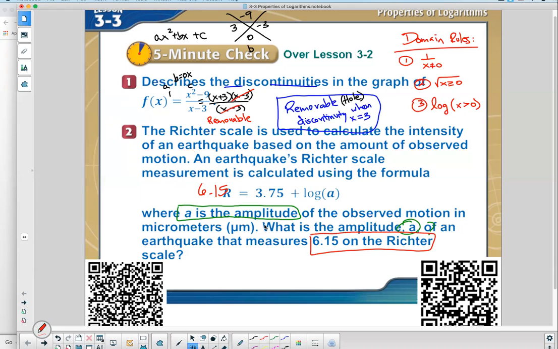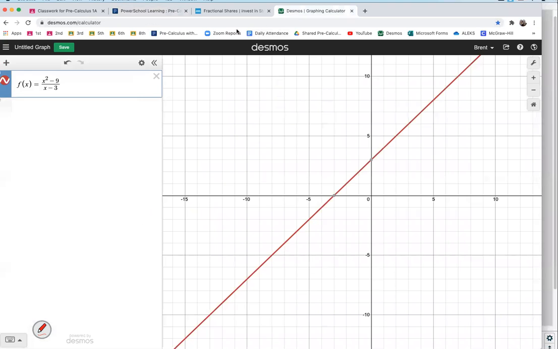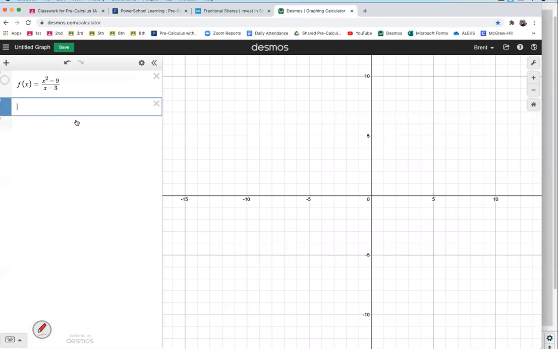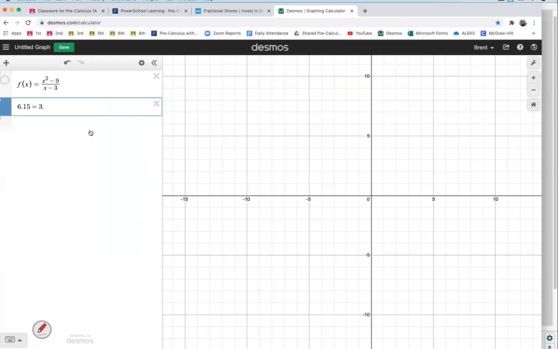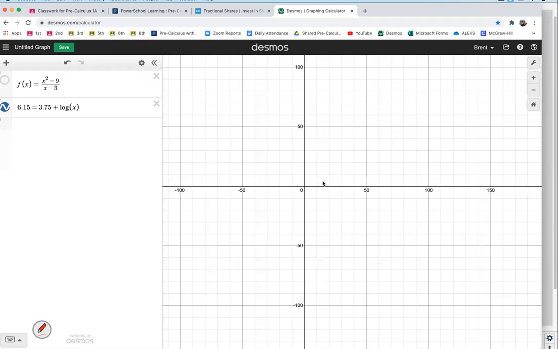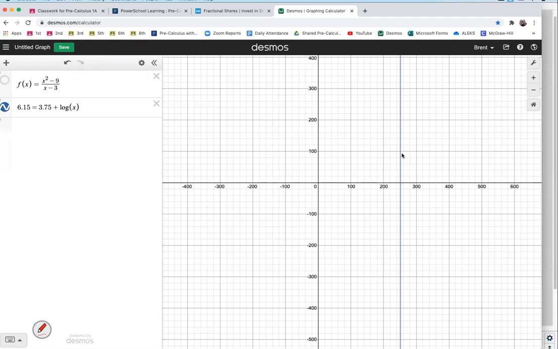And you could solve this by graphing. I'll show you first by graphing. If you want to do it by graphing, you could type in the whole thing. 6.15 equals 3.75 plus log parentheses, and don't use A, just use the X to solve. And wherever it hits the X-axis should be the answer. Now, as I scroll out, it's way out there.